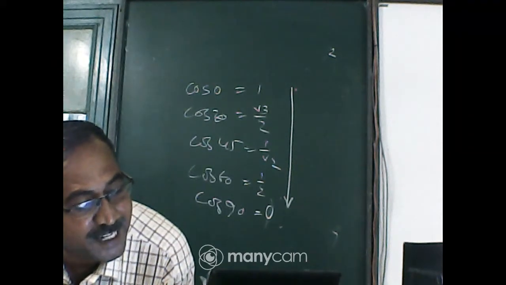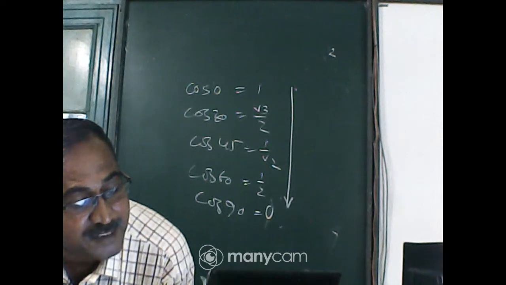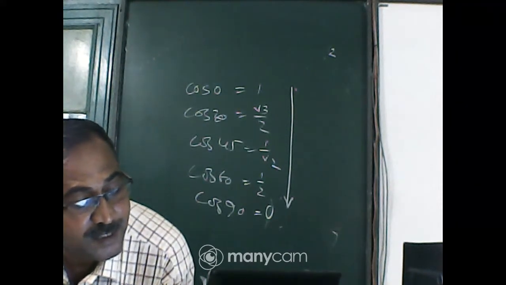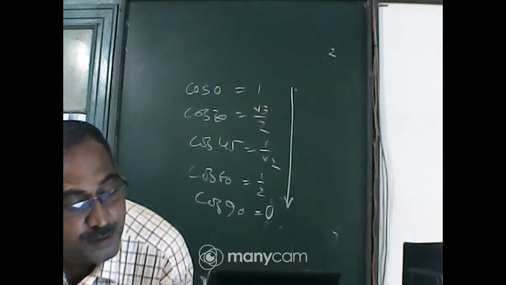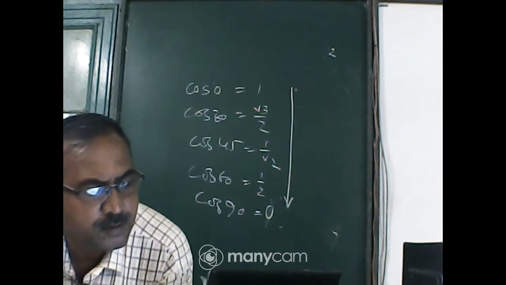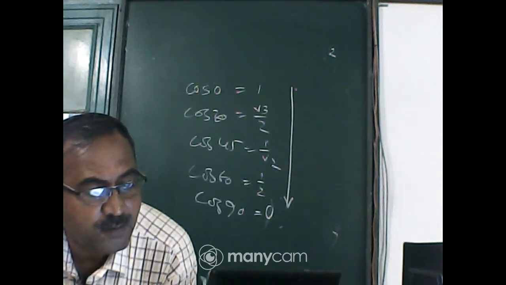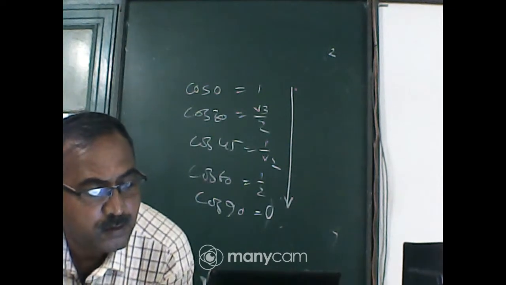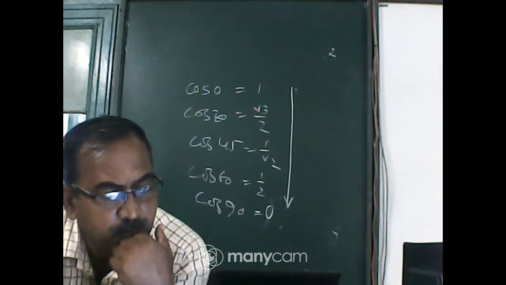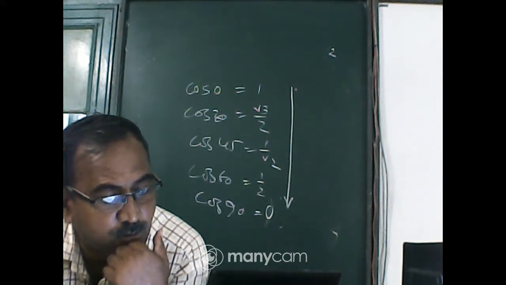A 50-gram bullet traveling with the initial velocity 400 meters per second penetrated into a wall with an average force of 4 into 10 to the power 4 Newton. This is the computer language, I don't know.